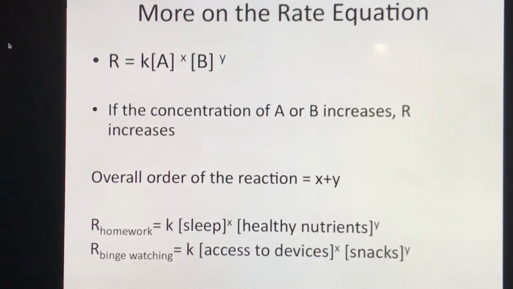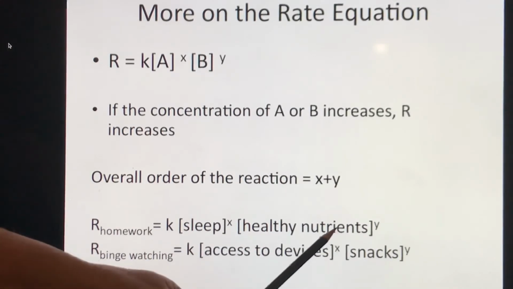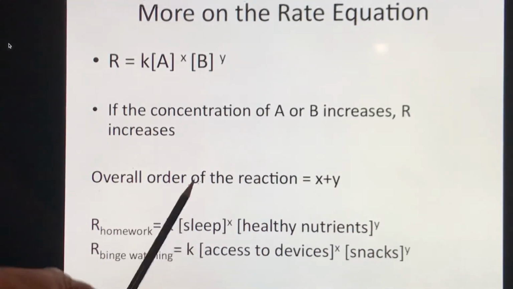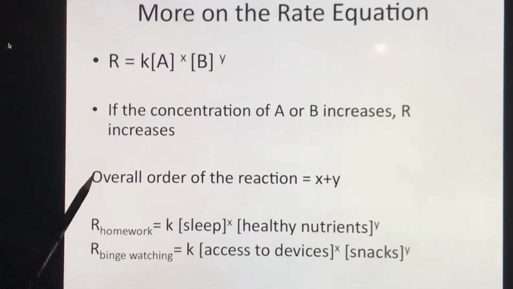And so if we're going to apply this to sort of everyday examples, right, we have the rate of us doing our homework is equal to the constant times the amount of sleep that you have times the amount of healthy nutrients you have. As these increase, right, our rate of getting homework done increases. And then alternatively, if you're looking at the rate of binge watching, like your favorite TV series, that would depend on your access to your devices and the amount of snacks that you have in handy.